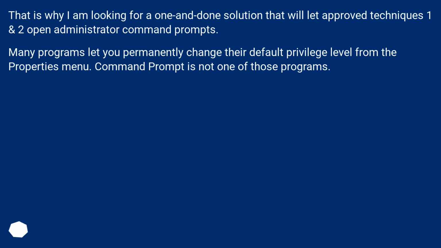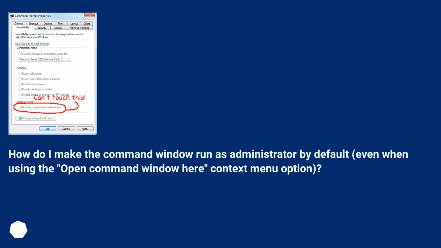That is why I am looking for a one-and-done solution that will let Approved Techniques 1 and 2 open administrator command prompts. Many programs let you permanently change their default privilege level from the Properties menu. Command Prompt is not one of those programs. How do I make the command window run as administrator by default, even when using the Open Command Window Here context menu option?